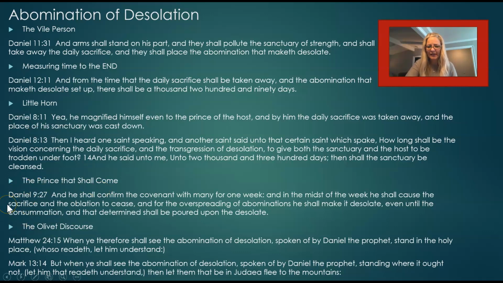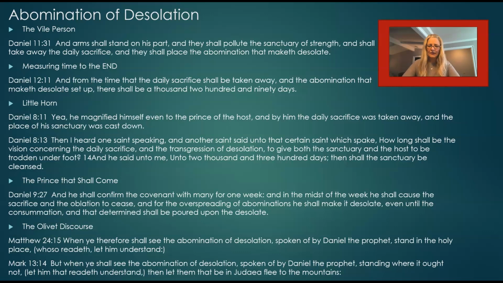Daniel 9:27: the prince that shall come, he shall confirm the covenant with many for 1 week, and in the midst of the week he shall cause the sacrifice and the oblation to cease, and for the overspreading of abominations he shall make it desolate, even until the consummation, and that determined shall be poured upon the desolate. So the 70th week lasts to the end. In the midst of the 70th week is the abomination of desolation, and at the end, the beast is destroyed, Jesus returns and sets up his kingdom.